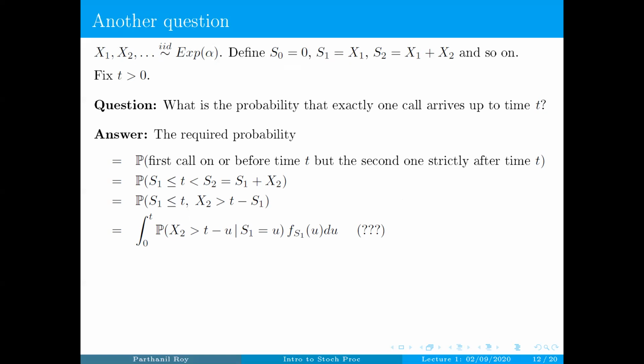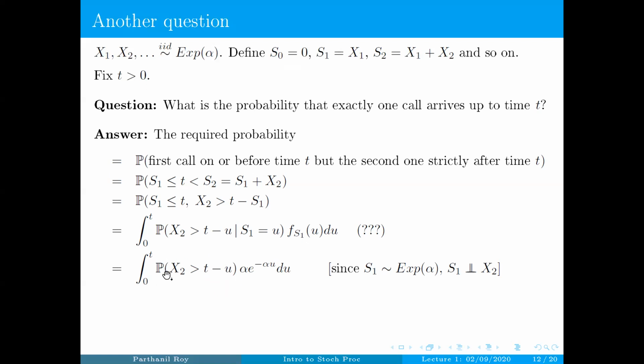Why? That's because of the independence in the system. Note that S1 is an exponential random variable with parameter alpha, and it is independent of X2. Therefore, this conditional probability here is actually the unconditional probability that X2 exceeds T minus U. On the other hand, S1 follows exponential, so I can just as well write the density of exponential here. Everything is happening on the positive side of the line, so I can just write the density of S1.